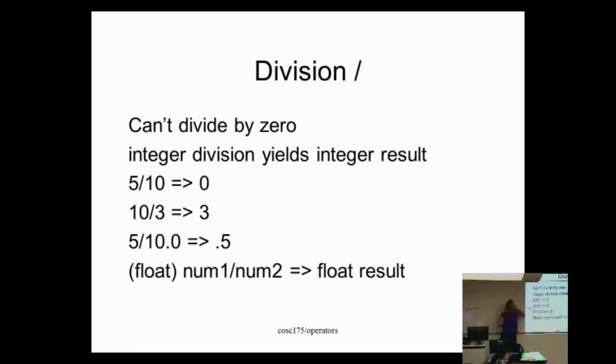And the issue has to do with types. So if I take x and I take 5 divided by 10, why is this telling me I'm going to get a 0 if I say x equals 5 divided by 10?